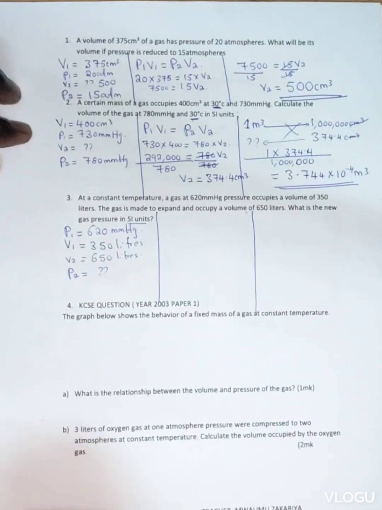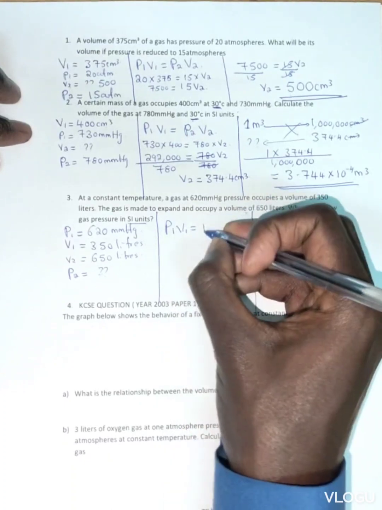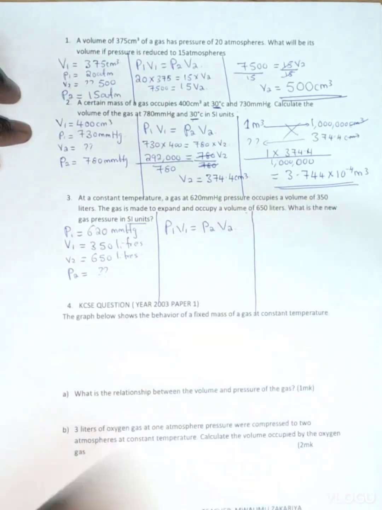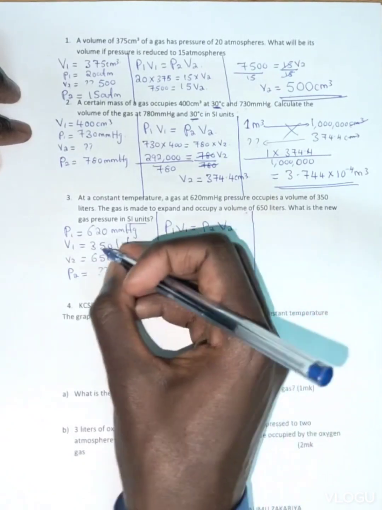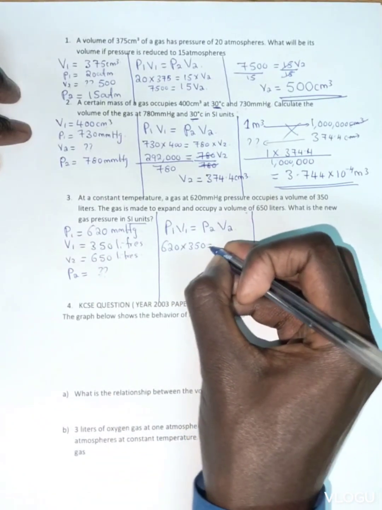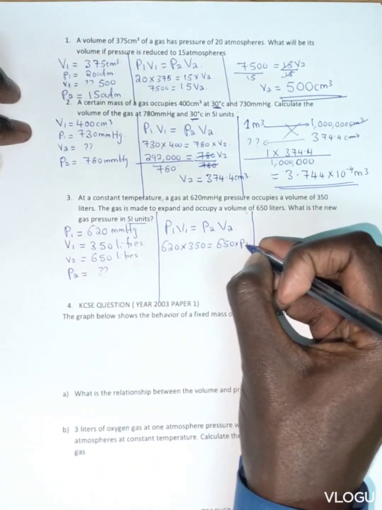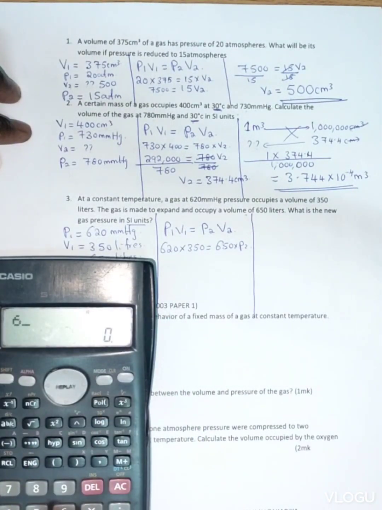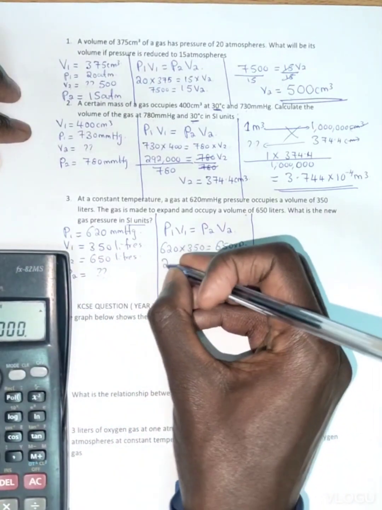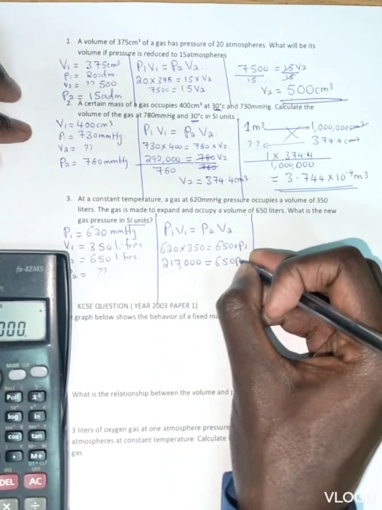Let's come now to the question. Let you know the expression of the Boyle's law. Boyle's law is P1 V1 equal to P2 V2. What is our P1? We have 620 times V1, we have 350, is equal to P2, we don't have. What is our V2? We have 650 times P2. So let's multiply 620 with 350. We have 217,000 is equal to 650 P2.